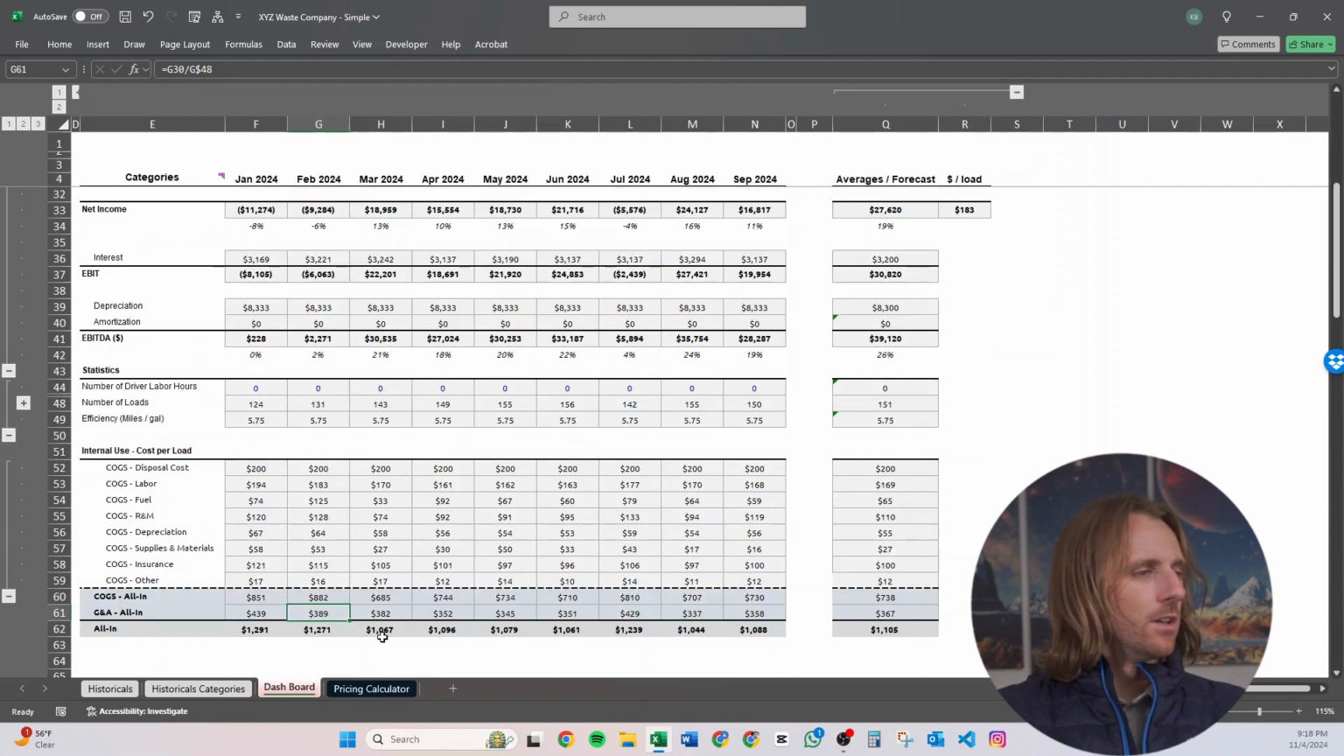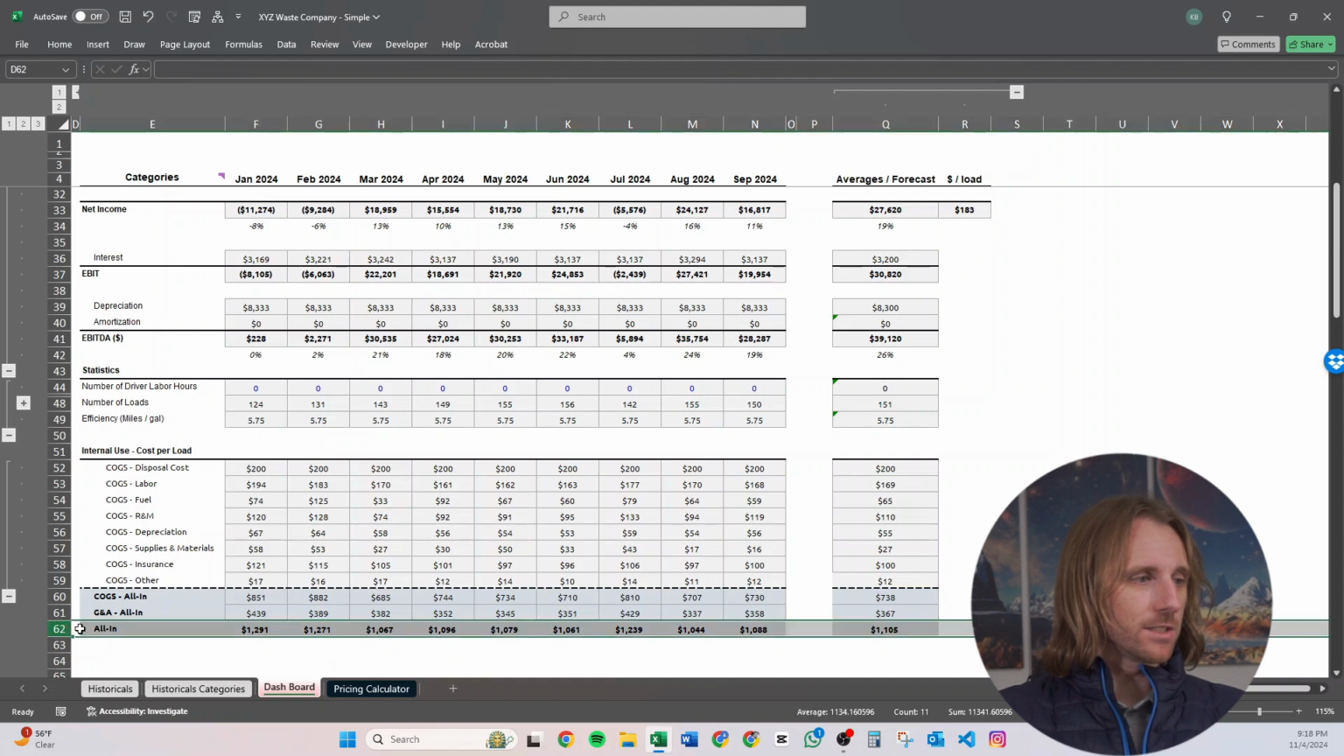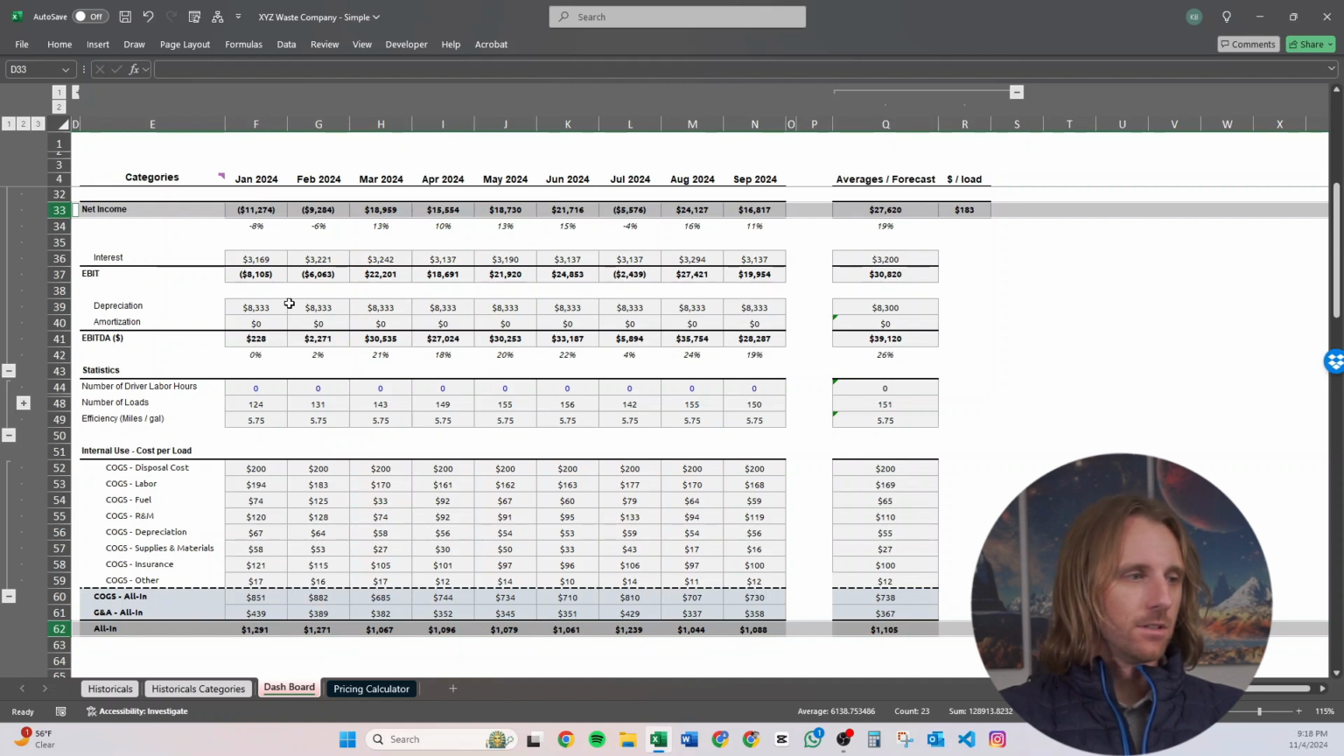Okay, so if I have an all-in cost of goods sold and G&A for a particular month, and my pricing is $1,200 a load, guess what? Every single month that has an all-in cost above $1,200 is going to have a corresponding negative net income number. Right? It would have to, right? Mathematically, that has to be true.